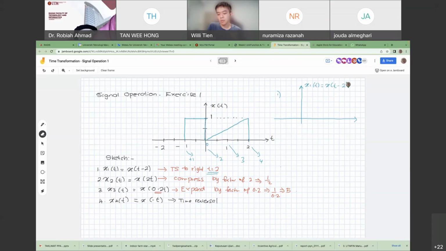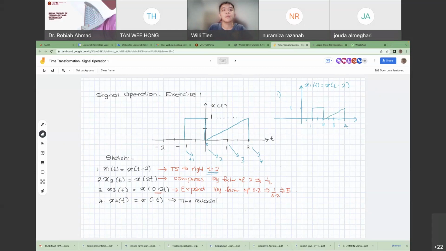Okay, so 1, dia akan pergi ke 1. So 1, 2, 3, 4. Okay, so here. Okay, the amplitude remain. Okay, so 1 will go to 1, 0 will go to 2. So it will be like this. And then the 1 will go to 3 and the 2 will go to 4. So we have something like this. So this is the first one. Hopefully everybody got it right.